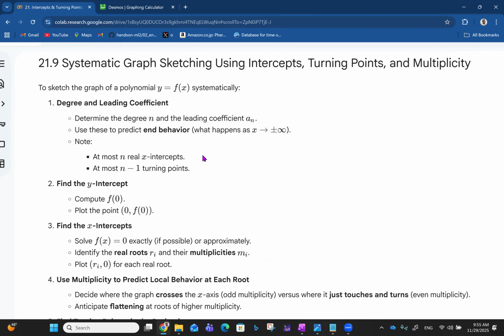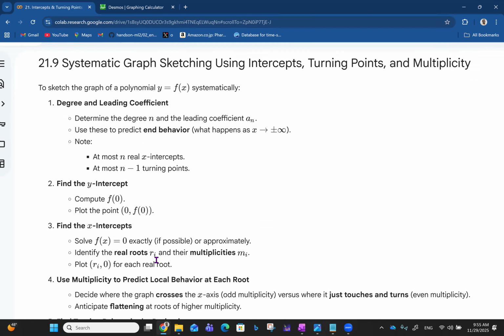So if the degree is n, then we have at most n intercepts, and at most n minus 1 turning points. That is one less than the number of intercepts. Then find the y-intercept by computing f of 0. Then plot the point (0, f of 0). Then find the x-intercept. Solve f of x equals 0, exactly if possible or approximately.